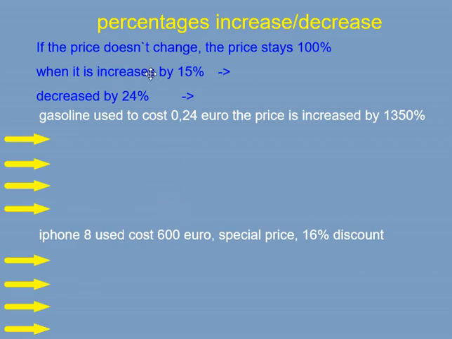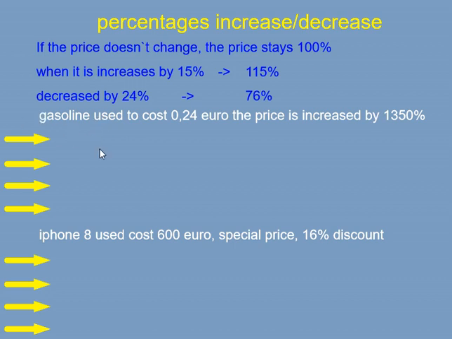Again, how to calculate the slope. When nothing changes, the price stays at 100%. So when it's increased by 15%, it will be 115%. That means the slope is 1.15. Decreased by 24%: 100% minus 24 is 76. Okay, difficult question. Pause it if you want.